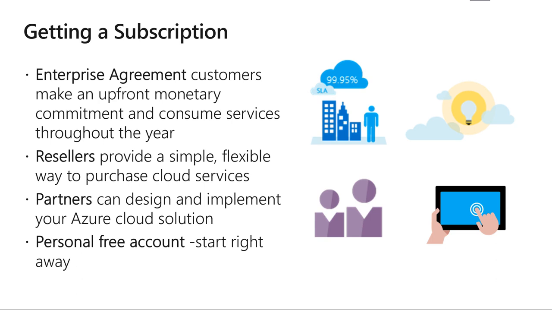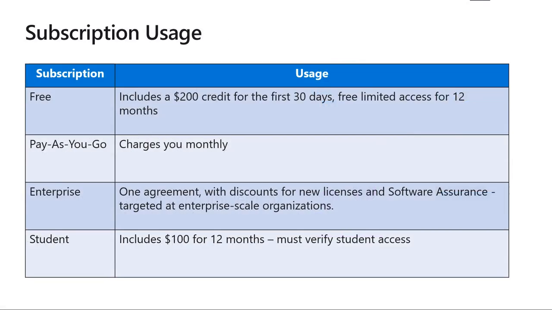And reseller, through the open licensing program, provides a simple, flexible way to purchase cloud services from your reseller. If you already purchased an Azure in open licensing key, you can activate a new subscription or add more credits, which is your current option for now. And this is subscription usage. The personal one is free, with a free $200 credit for the first 30 days.